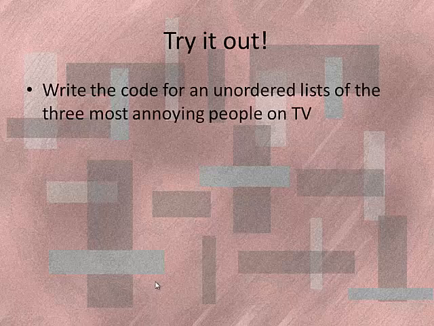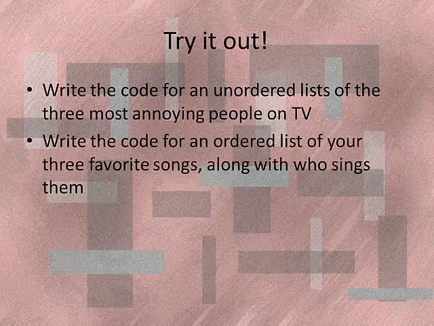So how hard is that, really? I mean, try it out. Take a couple of examples here. Make the code for an unordered list of the 3 most annoying people on TV from this century, since maybe that's all you can remember. And then make an ordered list with numbers and letters or whatever. Numbers is usually the easiest one. And you're going to use your 3 favorite songs with who sings them. Go ahead and give it a try.